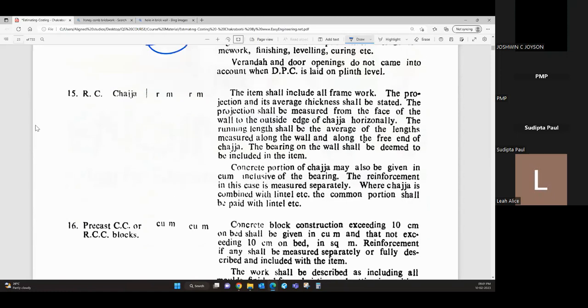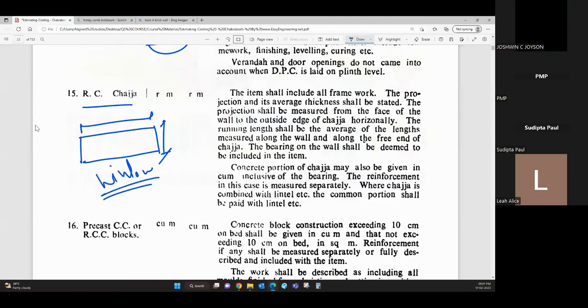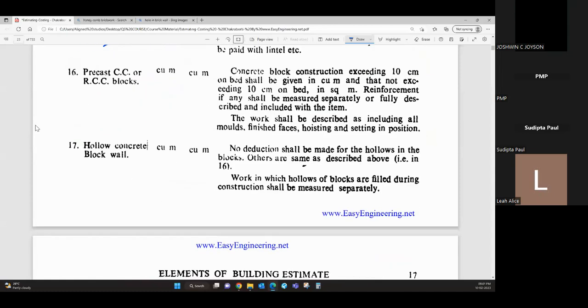Same goes with RC Khadja. RC Khadja always has fixed length as well as fixed width around the window, right? So you always consider them in running meter. Now we go to precast RCC blocks. This also comes in volumetric cubic meter. Hollow concrete wall blocks are also in cubic meter.